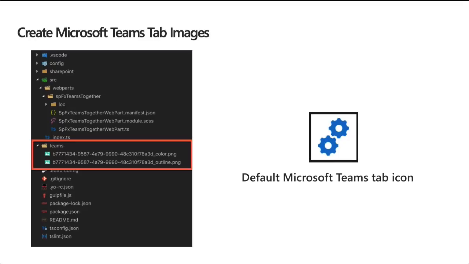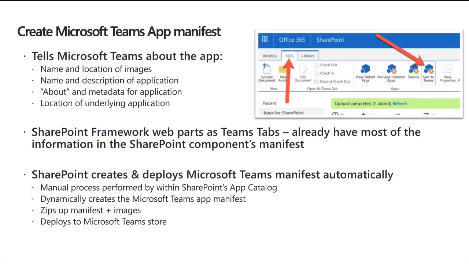This is the default image that you're going to see, just these two cog gear wheels inside of an image. You'll have one that's a little bit smaller and one that's a little bit bigger. You can change these out for something else if you so choose. You're then going to have to create the Microsoft Teams app manifest.